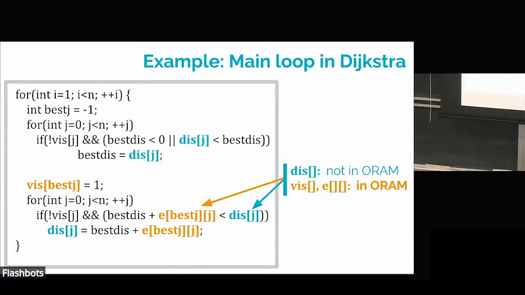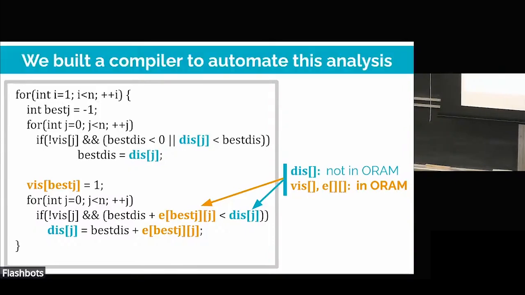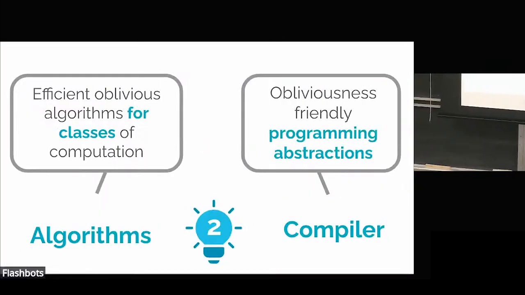With this kind of analysis, our compiler can automate it, and we can basically avoid the usage of ORAM whenever possible to improve the efficiency of the execution. Okay, so this is the first idea, partitioning. The second idea I want to talk about is that we can actually design programming abstractions for obliviousness.